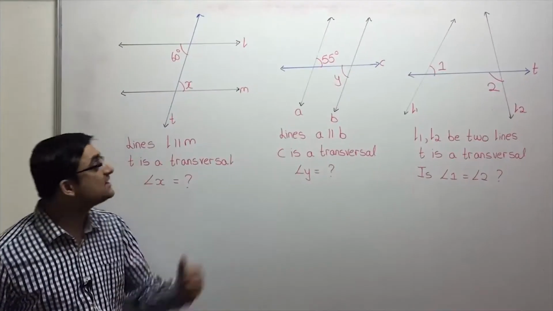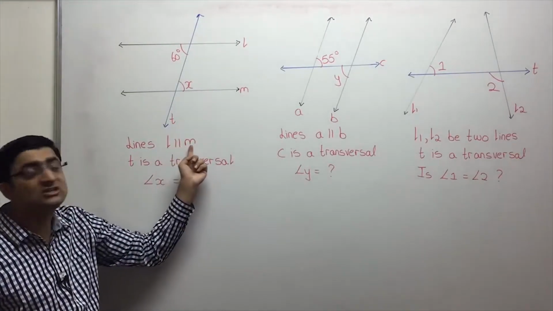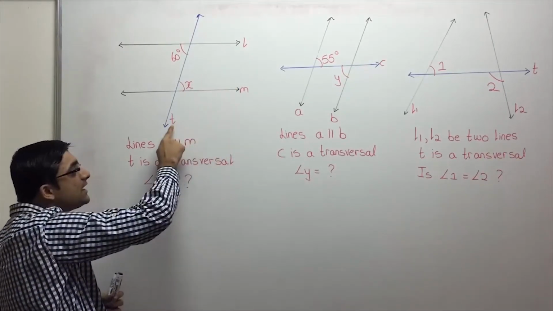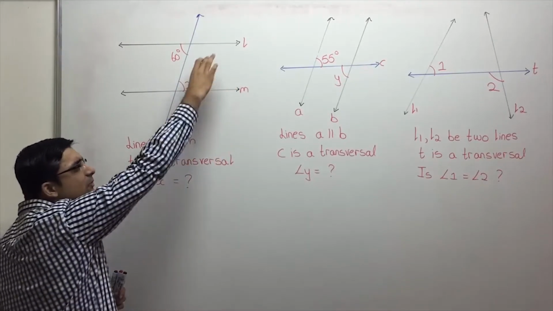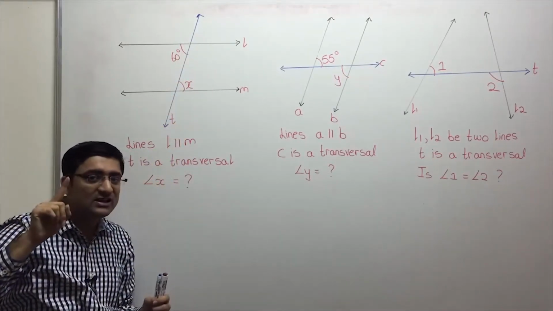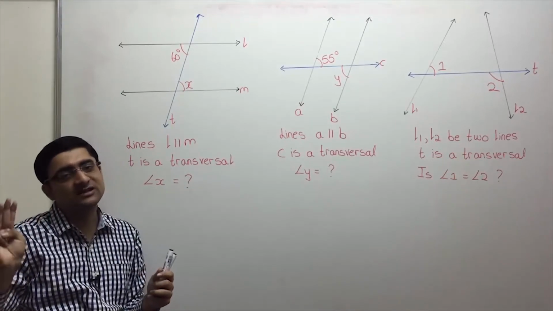So let's have a look at an example. We'll begin with this figure over here. Here we're given lines L is parallel to M. So this line L is parallel to line M and line T is a transversal. So whenever I have two parallel lines and a transversal, what do I know? Corresponding angles are equal, alternate angles are equal, and interior angles on the same side of the transversal are supplementary.